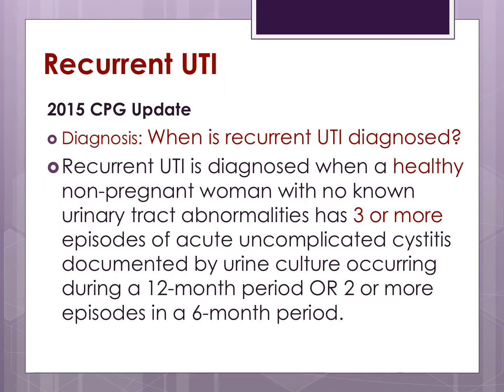In the most recent CPG update, it gives more detail. It's diagnosed when a healthy, non-pregnant woman with no known urinary tract abnormality. So there's now a condition of healthy, and then the same as before, no known urinary tract abnormalities. And then it says 3 or more episodes. So that's the criterion, 3 or more episodes of acute uncomplicated cystitis documented by urine culture occurring during a 12-month period, or 2 or more episodes in a 6-month period. So it gives more detail in the definition.